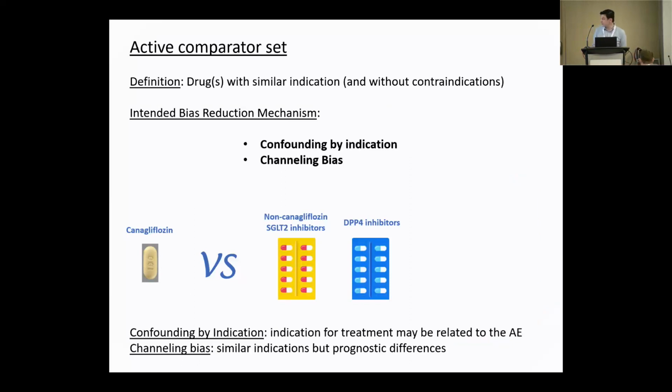The next set is the active comparator set. And given that this is a pharmacoepi conference, I'm sure many of you are familiar with the active comparator new user design from pharmacoepidemiology. But with spontaneous reports, we have no information on drug utilization patterns. So we cannot implement the new user aspect of this design. Instead, we can just select active comparator drugs. So these would be drugs with similar indication and without contraindications. And the intended bias reduction mechanism here would be confounding by indication and channeling.